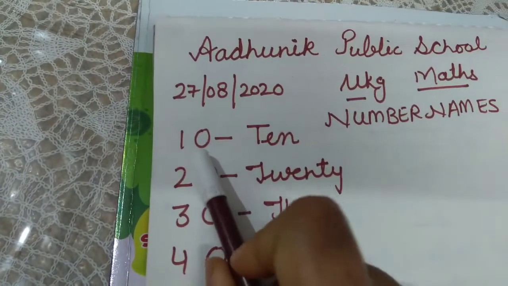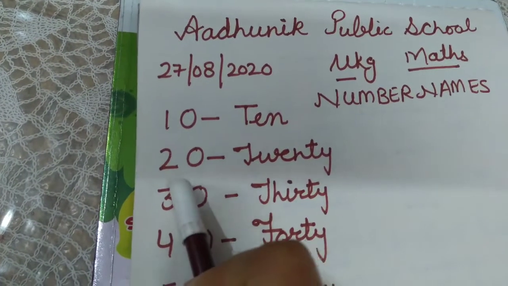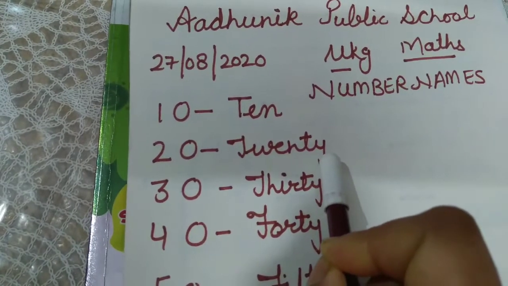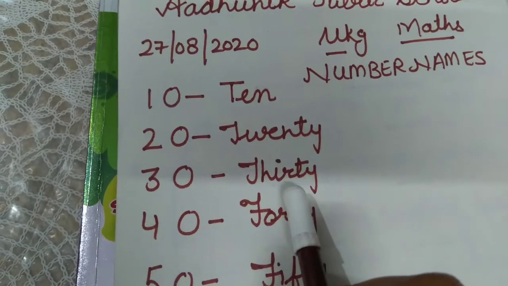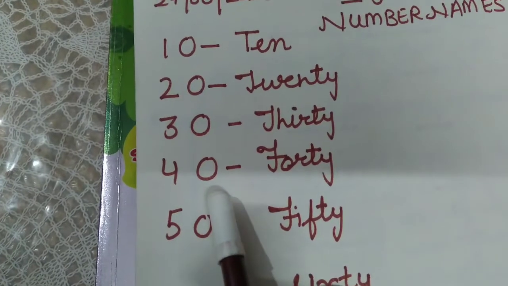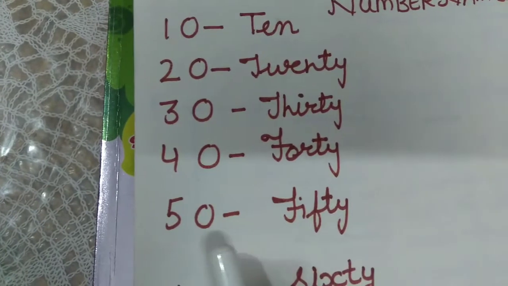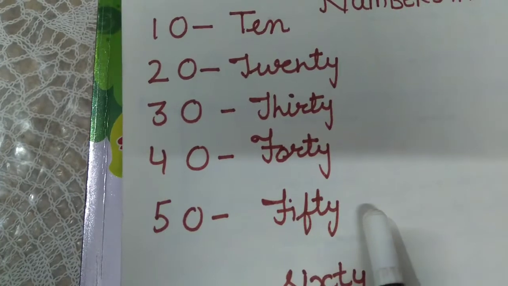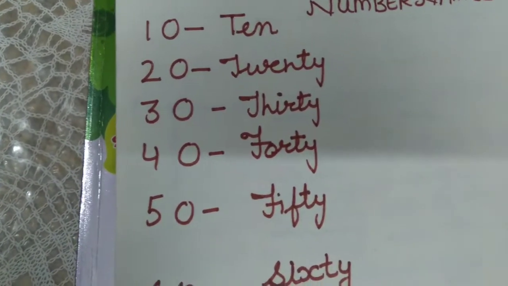See here. 10. T-E-N. 10. Then 20. T-W-E-N-T-Y. 20. 30, T-H-I-R-T-Y, 30. 40, F-O-R-T-Y, 40. 50, F-I-F-T-Y, 50. Now we start 60 to 100.